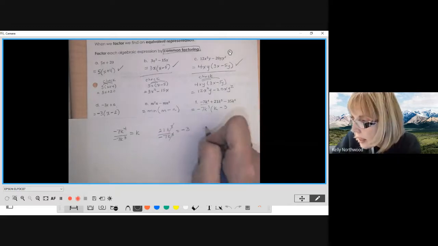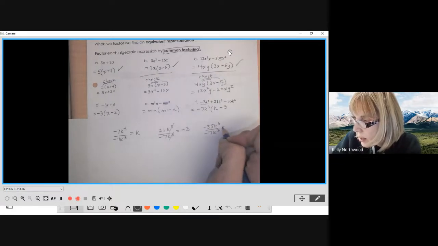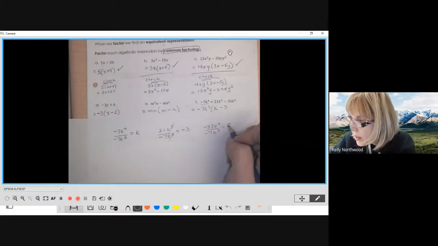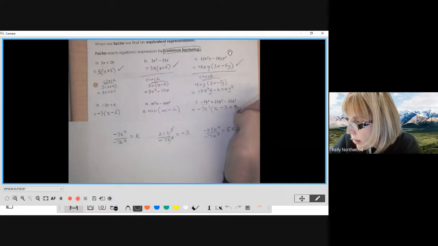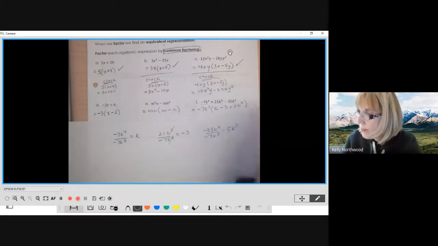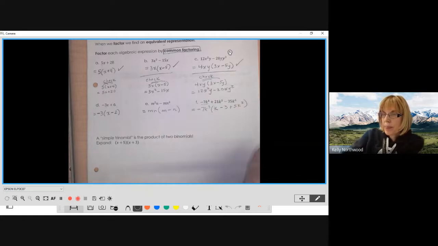And then negative 35k to the 6th divided by negative 7k cubed is going to be positive 5k to the 3rd, 6 minus 3. So plus 5k cubed. All right, so that's a review of common factoring from grade 10.